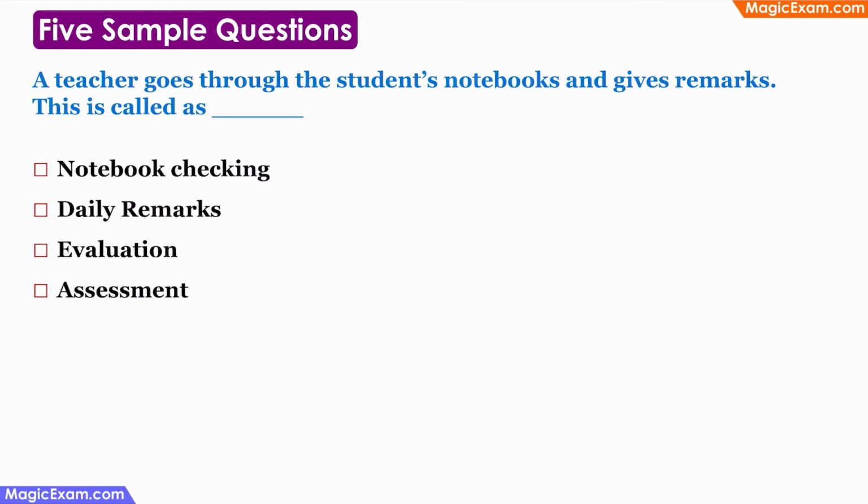A teacher goes through the students' notebooks and gives remarks. This is called what? Now, what are remarks? Remarks are nothing but feedback. So if the teacher is giving feedback, what is this going to be called? Now, if you look at the answer choices, there can be more than one correct answer. That's what it looks like. Because the teacher is checking the student's notebook, can we call it notebook checking? Yeah, but here the teacher is again giving some remarks. She's not just checking notebooks. So this cannot be the correct answer.